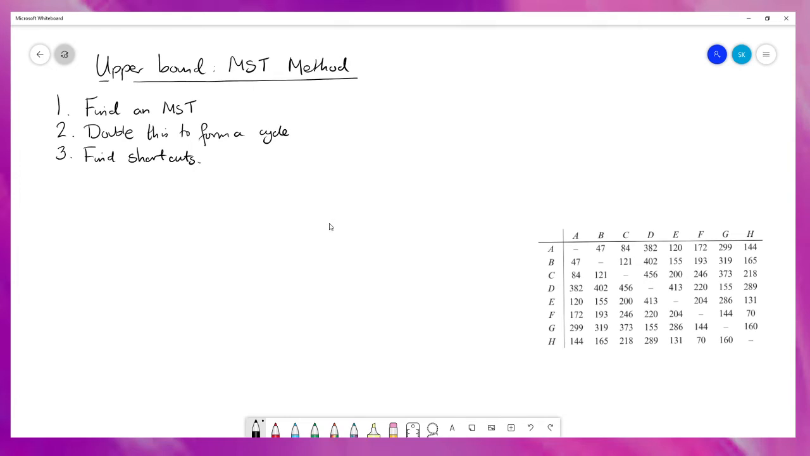Typically in an exam question, this topic will be broken up into a couple of bits, and one of the parts will say, okay, find a minimum spanning tree, use this to find an initial upper bound, and then hence, by using shortcuts, find an upper bound that is below, and then they'll give you a certain value. Not always, but sometimes. And that's kind of this method. But first things first, we need a minimum spanning tree. So I'd like you to pause the video now and use your preferred method of Prim's or Kruskal's to find a minimum spanning tree for this network.